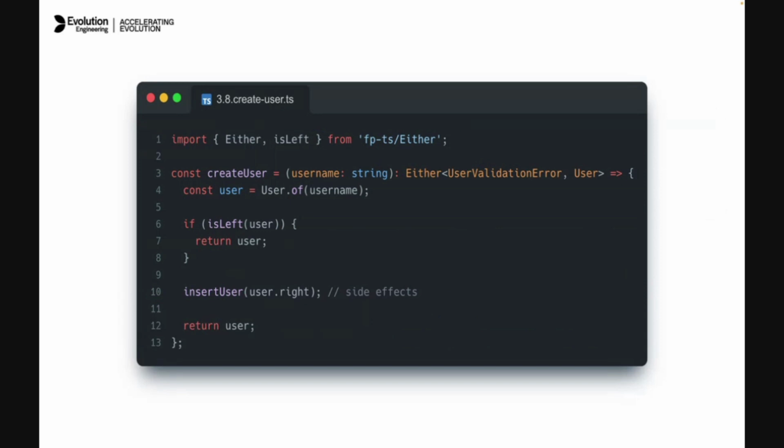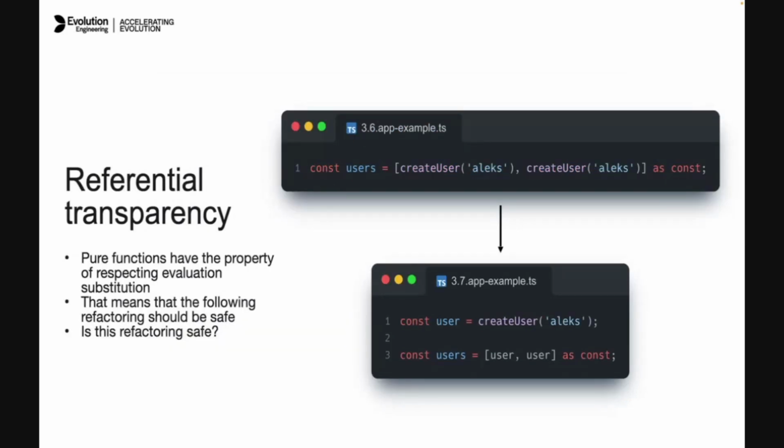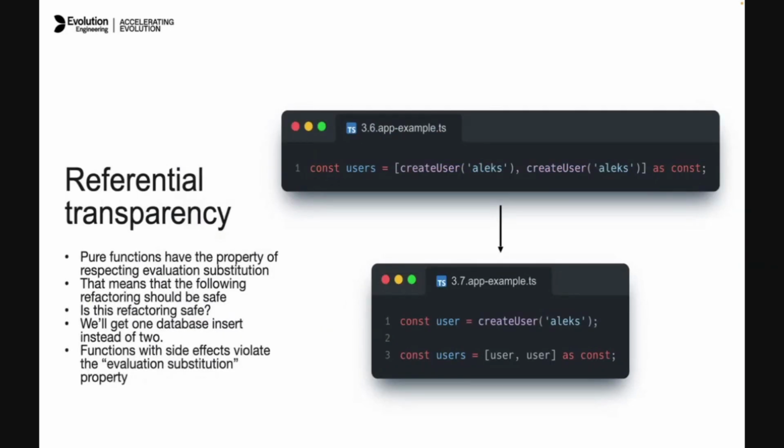So we did an insert user in the middle of the create user function. If we call it twice, we insert into the database twice, right? But if we replace it with one create user call, we insert the user only once, so we cannot replace it safely. So it's not actually safe, and functions with side effects violate this evaluation substitution property. So we don't have referential transparency, so we cannot refactor our code easily.